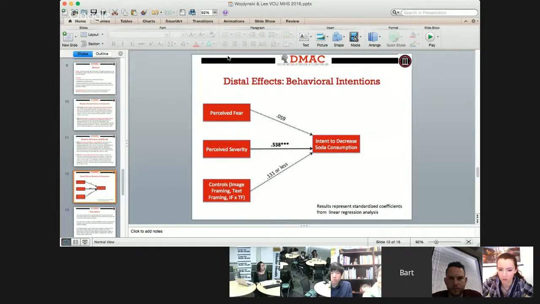So perceived severity, basically all the effects of image and text framing were mediated through perceived severity, which in this case was specifically the effect of loss-framed images and loss-framed text leading to greater perceived severity, and then perceived severity leading to greater intent to decrease soda consumption.